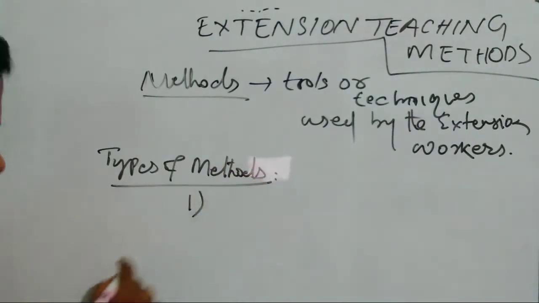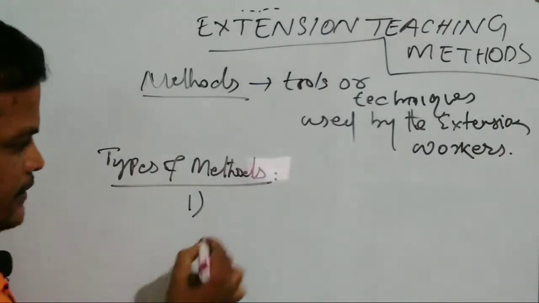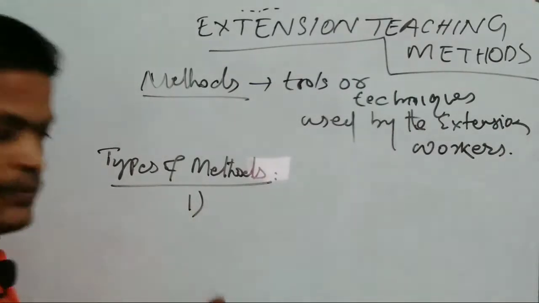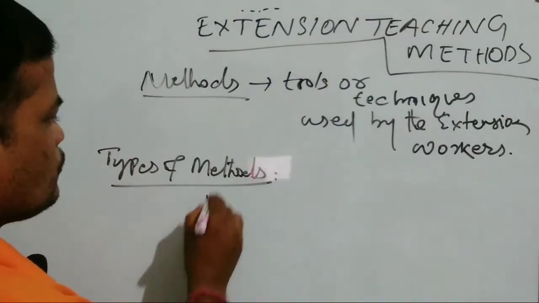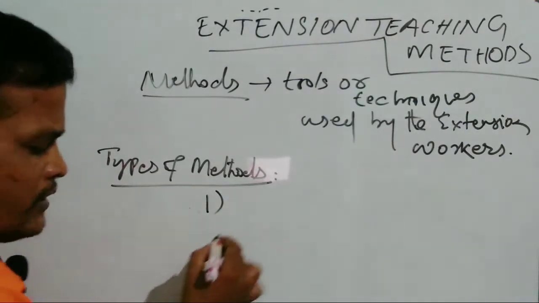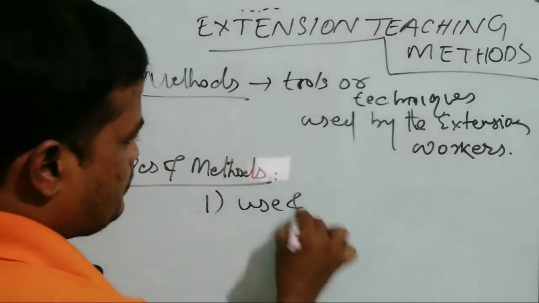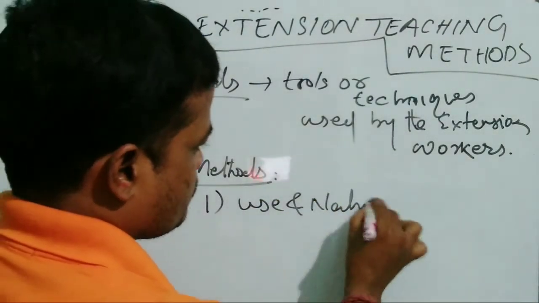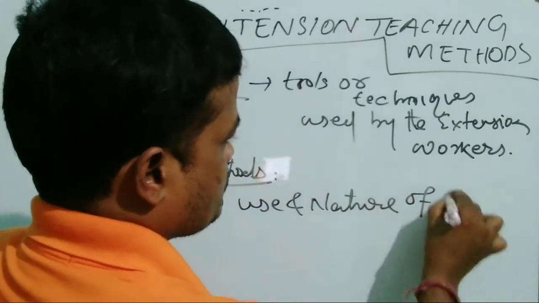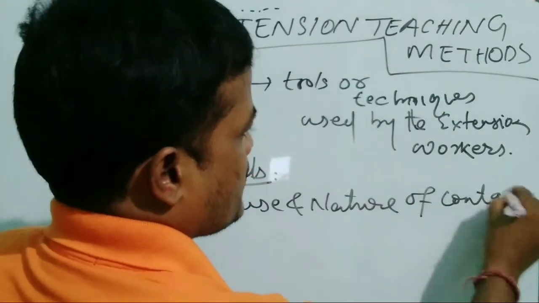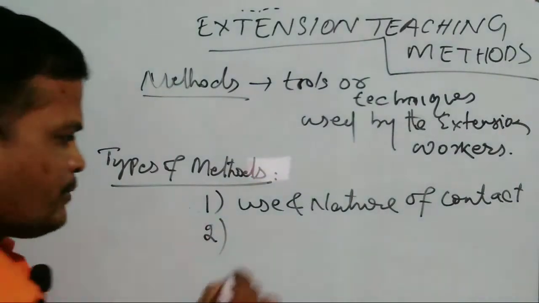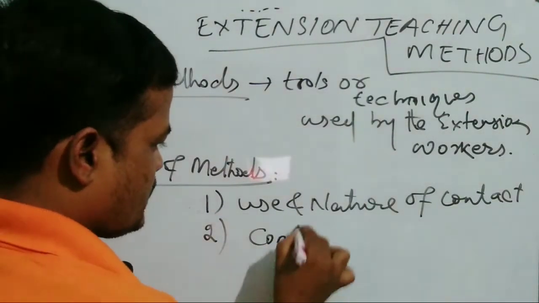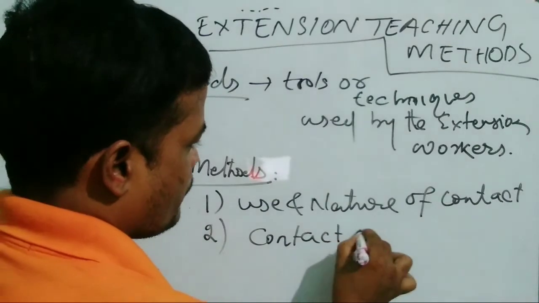Number one, we can divide it into two categories: based on the use and nature of contact, and number two, on the basis of contacting people, contact of people.